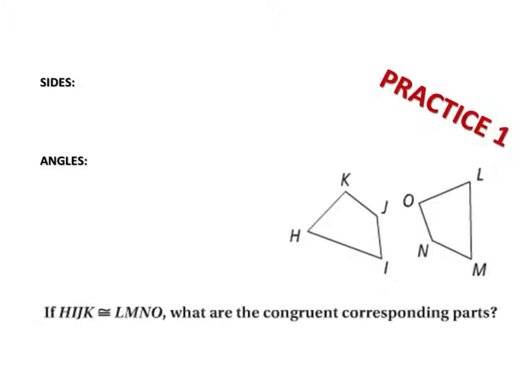Here's your first practice problem. If HIJK is congruent to LMNO, what are the congruent corresponding parts? And if you'll notice, there's a place for you to do congruent sides and congruent angles.